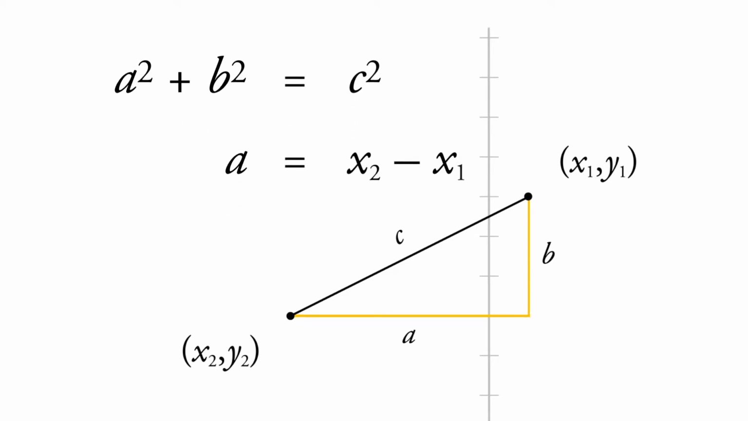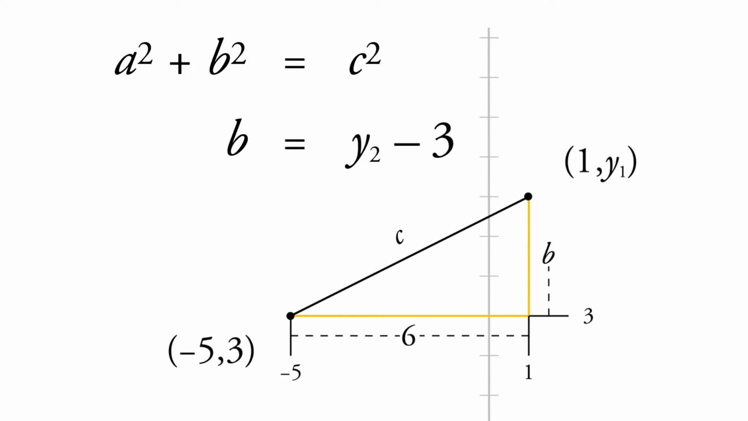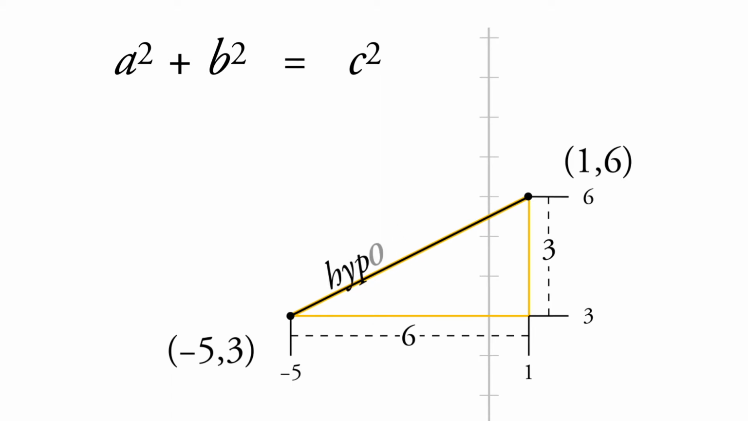Now this line here goes from an x of -5 to an x of 1. So we can say it's 1 minus -5. It's 6 long. We know that's 6 units long in this dimension. This one goes from 3 to 6, so we know it's 3 units long. So we know that this line here, which is the hypotenuse, is also the diameter.